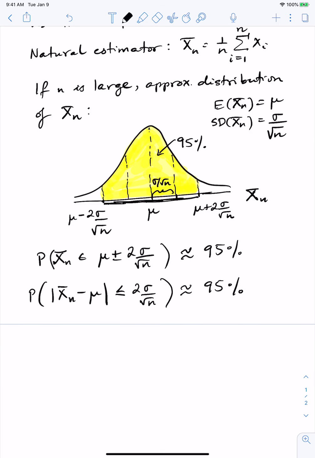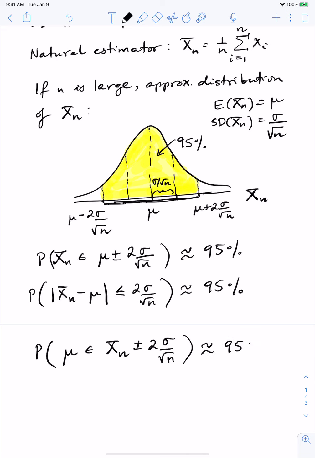So the second expression is symmetric in the sample mean and the population mean. Distance is symmetric after all. And so you can rewrite it equivalently as the chance that the population mean is in the random interval sample mean plus or minus 2 measures of spread. That is approximately 95%.